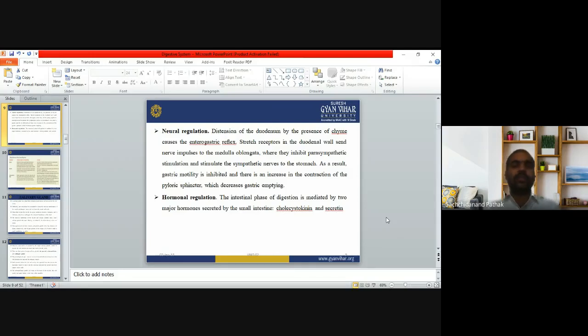The intestinal phase of digestion is mediated by the two major hormones secreted by the small intestine, that is cholecystokinin and secretin.